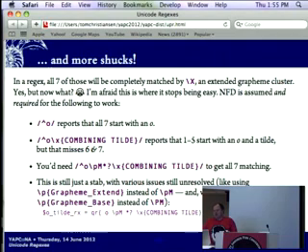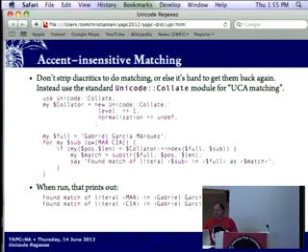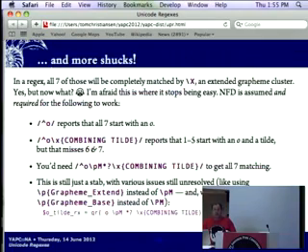So the reason you need to know how to do this, one reason is you're trying to match things with or without accents. Maybe you know a Renee who spells her name with an accent on her E, and you know another Renee who doesn't. And you don't know how somebody entered it. So you want to match either way. So you want to be accent tolerant.